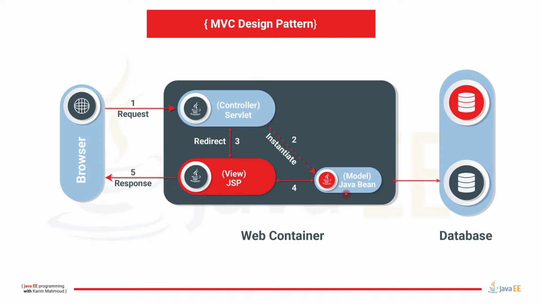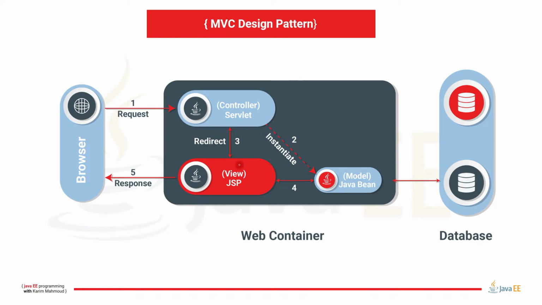The idea behind the MVC design pattern is that when the user sends the request as step 1, in step 2, the servlet receives this request as a controller object. If this request requires data from the database, it contacts the model layer in order to retrieve the required data from the database, then redirects the request to the JSP.